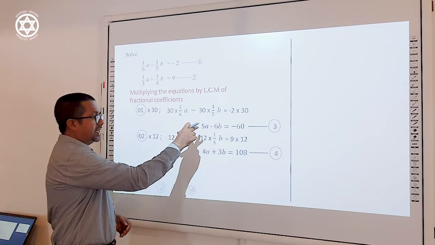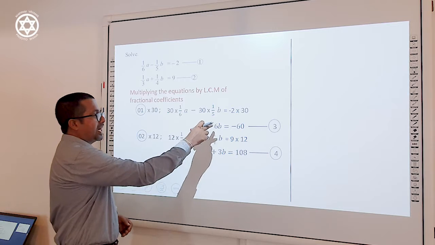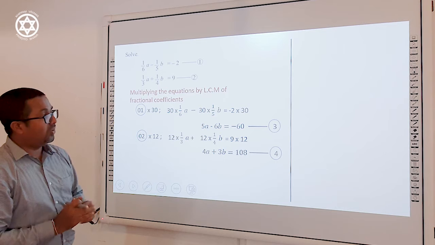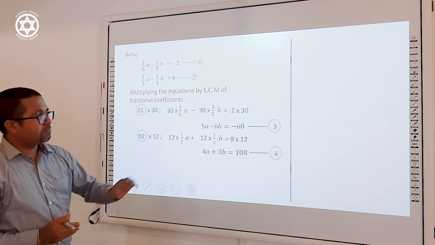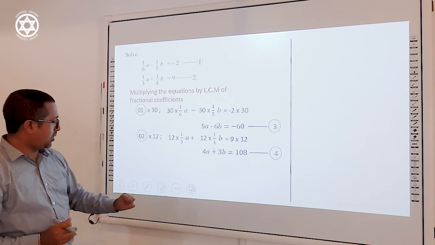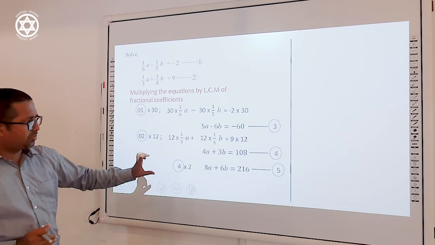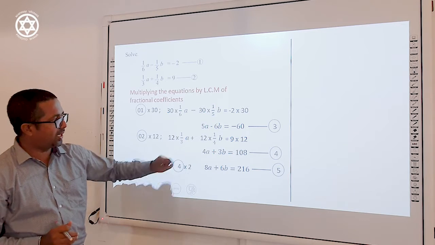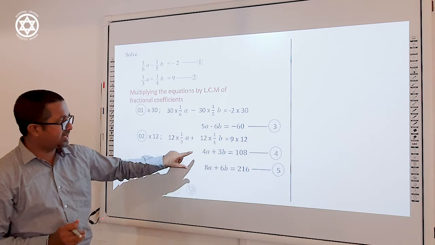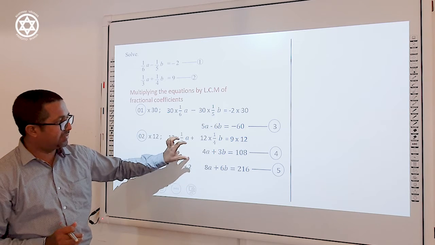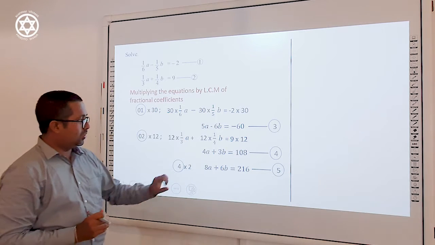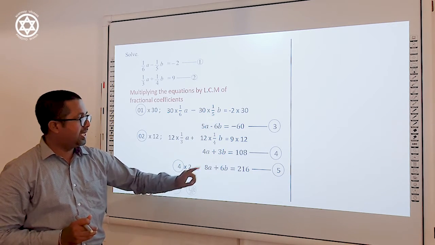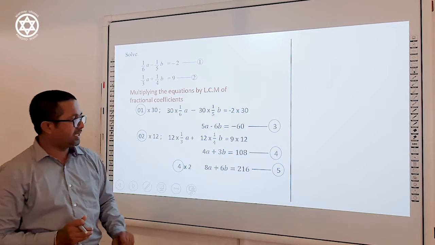But the problem is here, the coefficient of a is different and the coefficient of b is different. So we have to remove a term from these two. We have to make equal coefficients. To make equal coefficients here, I multiply the fourth equation by 2. Then the first term changes to 8a, then 3b into 6b, and 108 by 2 is 216.